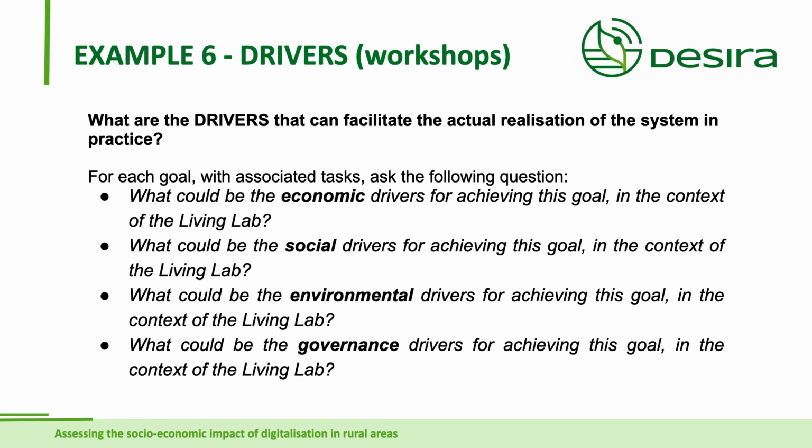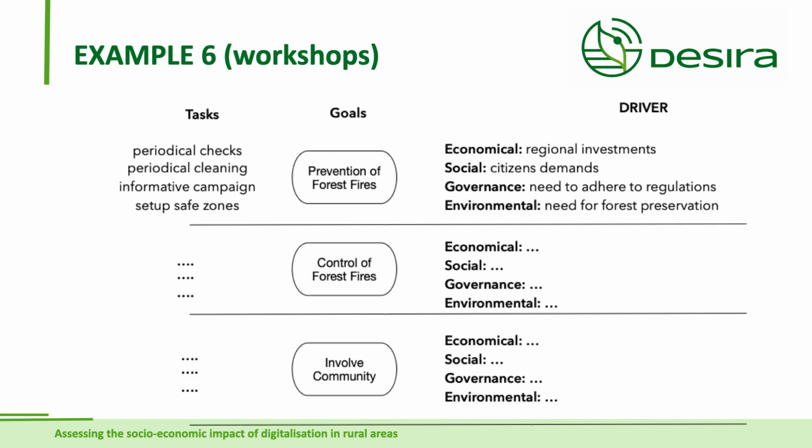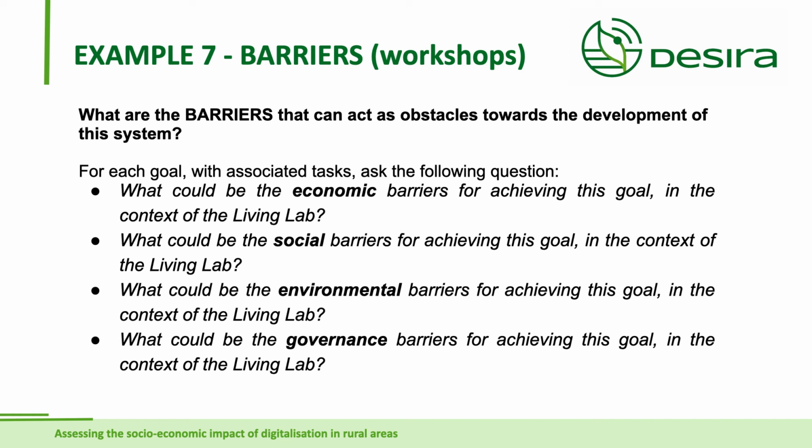A similar exercise is done for the drivers. You should ask, what are the drivers that can facilitate the actual realization of the system in practice? Also in this case, you should distinguish between economic, social, environmental, and governance-related drivers. For example, the drivers for the prevention of forest fires: economic drivers can be regional investments, social drivers are the citizens' demands, governance-related drivers are the need to adhere to regulation, and environmental-related drivers are the need for forest preservation.